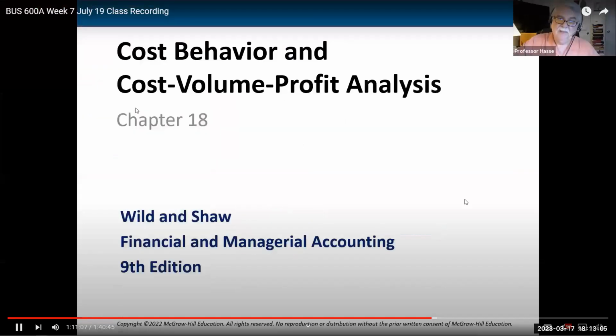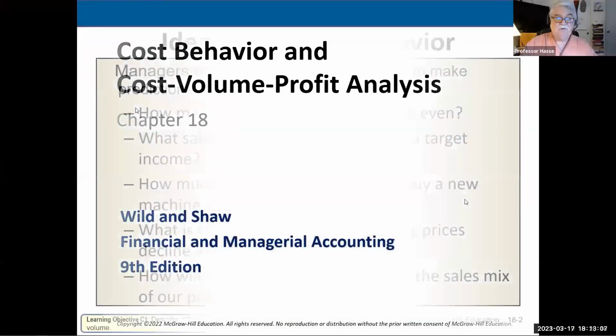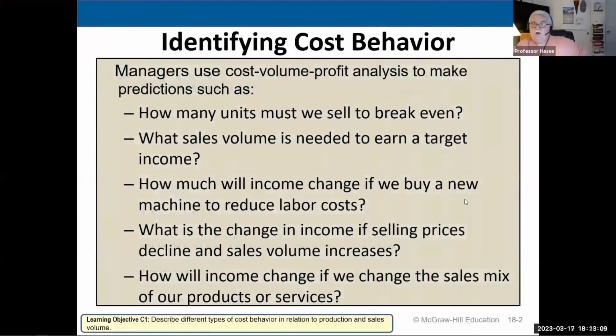Cost volume relationships. And just like the video just said, we're trying to identify which costs change per unit or are affected by our production of the product, and which costs are fixed, that no matter how many units we produce, those costs stay the same. So we're identifying cost behavior, just like we did in chapter 14 with some of those exercises. What is our period? What is our product? What is so far? Now we're looking in chapter 18, what are fixed and what are variable.